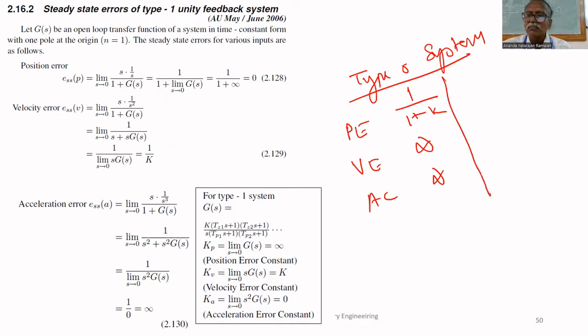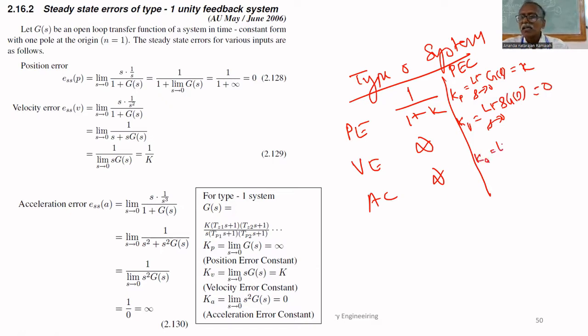For a Type-0 system, what is the position error constant? Position error constant is Kp. Kp equal to limit s tends to 0 of g of s, which is k. What is the velocity error constant? Kv equal to limit s tends to 0 of s g of s. You will get 0. What is Ka? Limit s tends to 0 of s square g of s. That is also equal to 0.